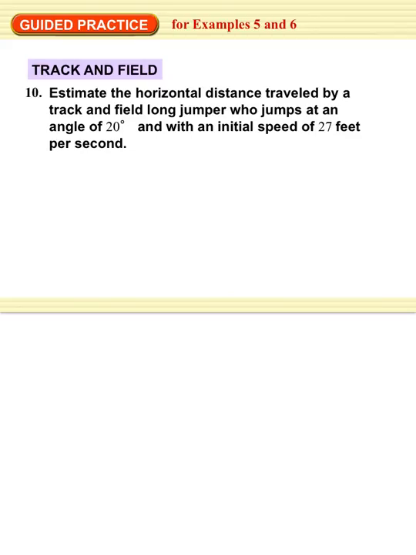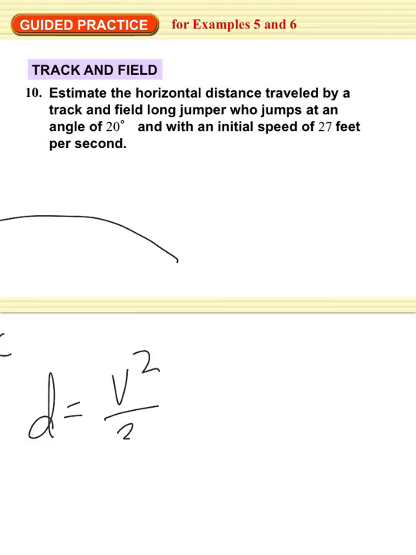Right. Last practice. Estimate the horizontal distance traveled by a track and field long jumper who jumps at an angle of 20 degrees with an initial speed of 27 feet per second. So we're going back to that distance equals velocity squared over 32, I think. Checking. Yep. Sine of 2 theta.